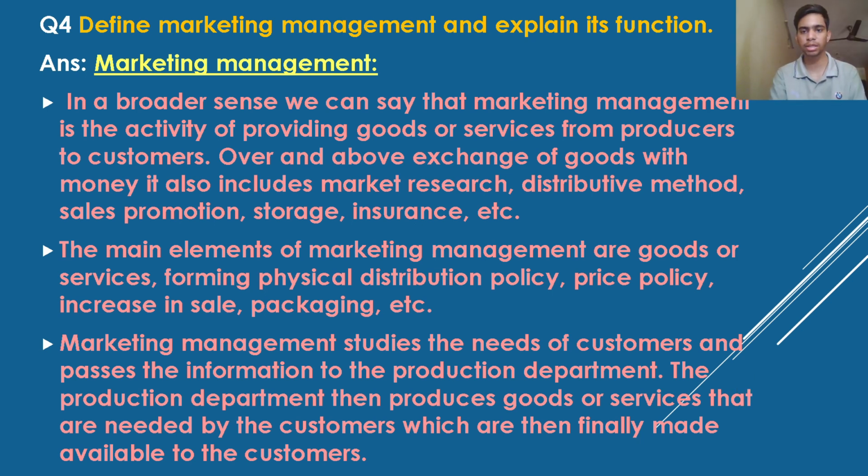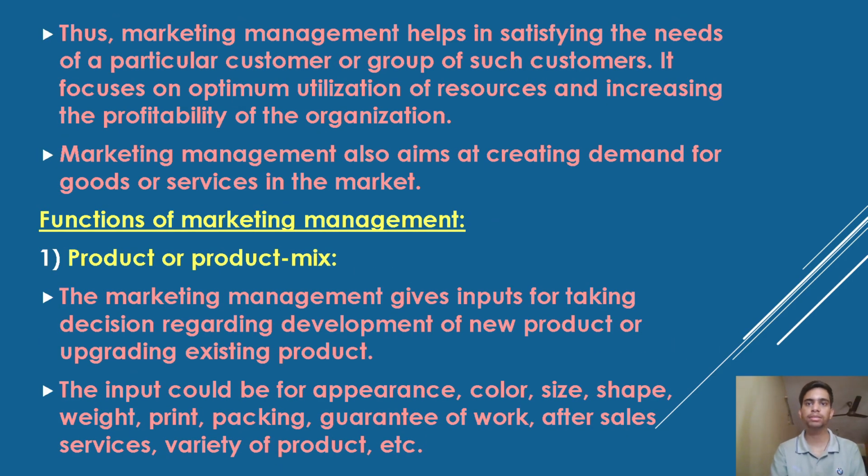Marketing management studies the needs of customers and passes the information to the production department. The production department then produces goods or services that are needed by the customer, which are then finally made available to the customers. Thus, marketing management helps in satisfying the needs of a particular customer or group of such customers. It focuses on optimum utilization of resources and increasing the profitability of the organization. Marketing management also aims at creating demand for goods or services in the market.